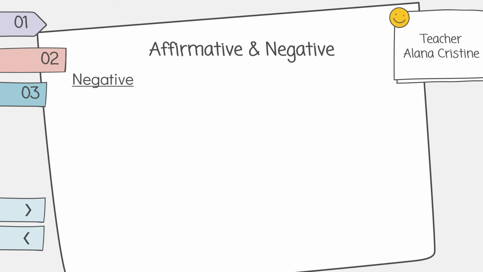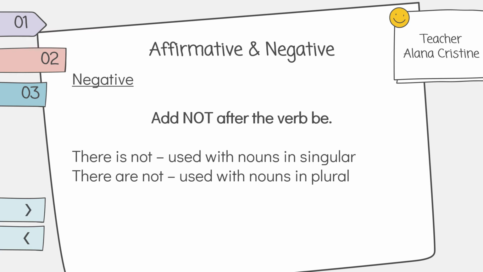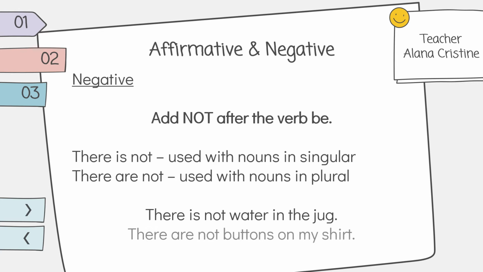Now, let's talk about the negative form. To form the negative, you just have to add not after the verb be. There is not is used with nouns in the singular. There are not is used with nouns in the plural. For example, there is not water in the jug. There are not buttons on my shirt.